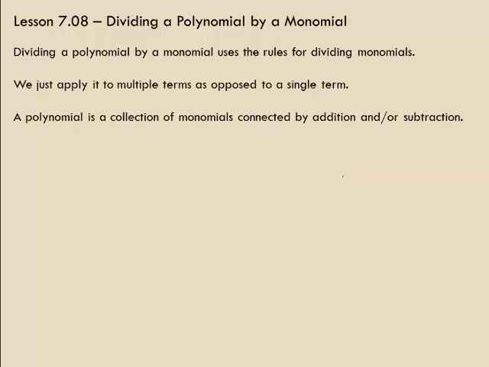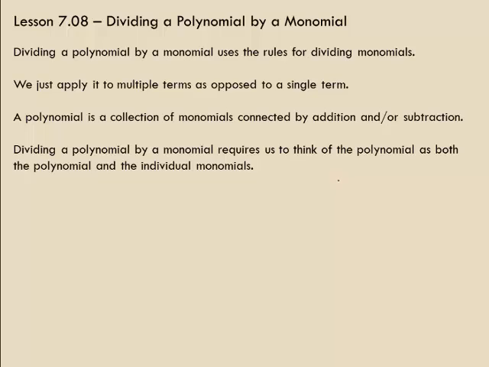So a polynomial is a collection of monomials connected by addition and/or subtraction. When we divide a polynomial by a monomial, we think of the polynomial as individual monomials. So for example, if we have 8x to the third plus 4x squared minus 10x plus 16, this is our polynomial, and we divide it by the monomial 2x. What we want to do is look at each term individually and divide them individually by that 2x.